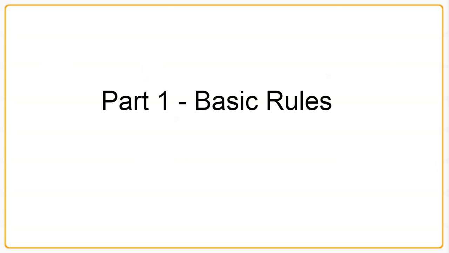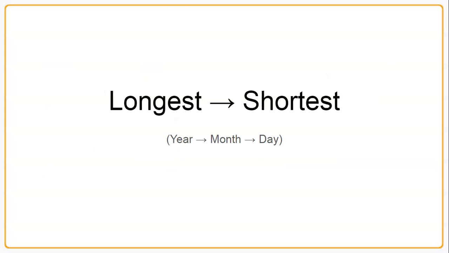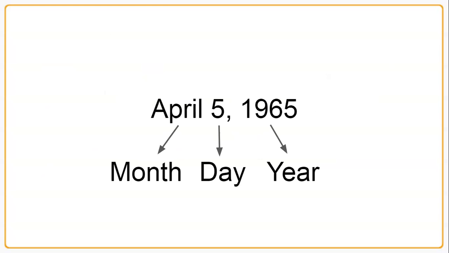There are basic rules in saying dates in Chinese, and the number one rule is the proper sequence of time elements. When we say dates in Chinese, we always begin with the longest time element and so on. We mention dates, and it is common for us to have 2 to 3 time elements, such as year, month, and day. So let's take, for example, the date April 5 in 1965. In this particular date, we have all of the 3 time elements: the month, which is April, the day, which is 5, the year, which is 1965.